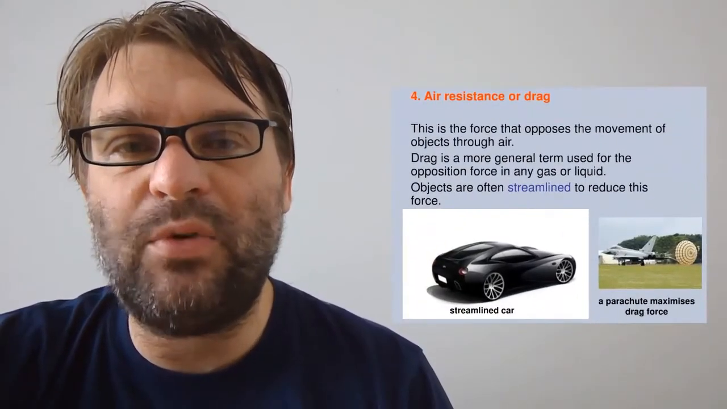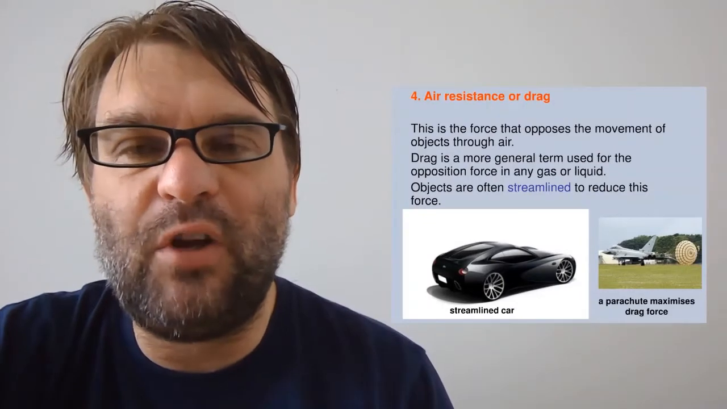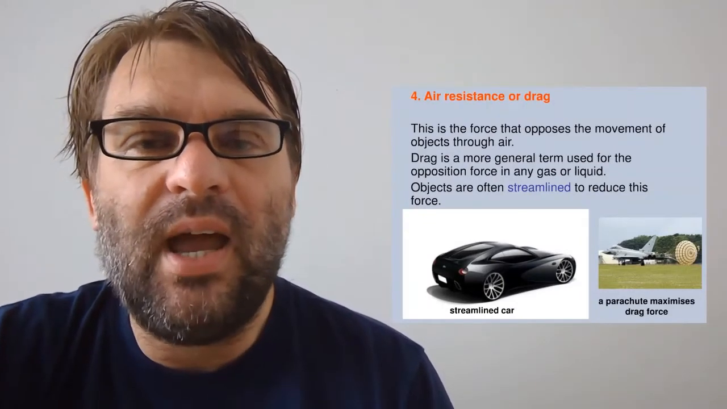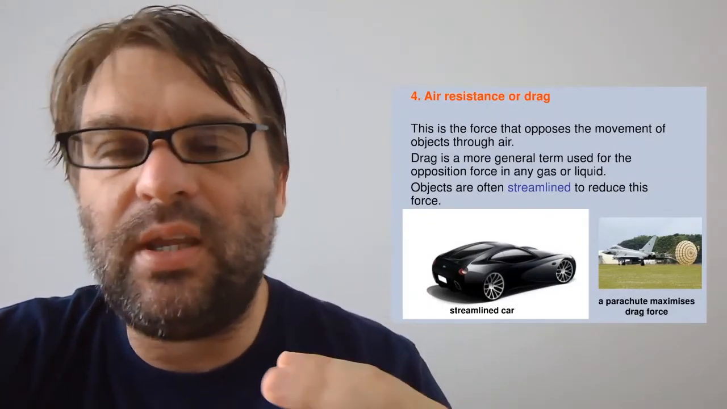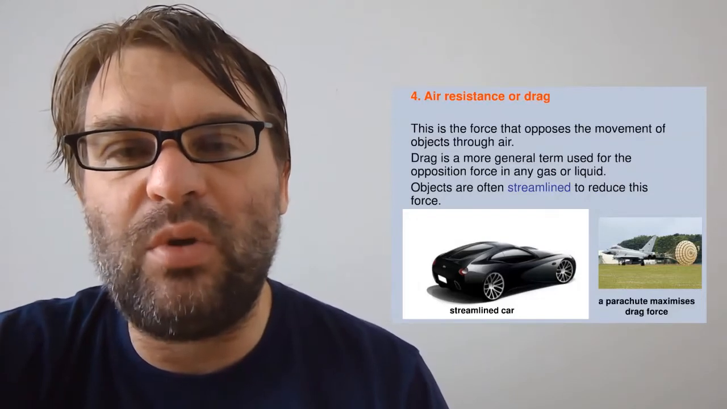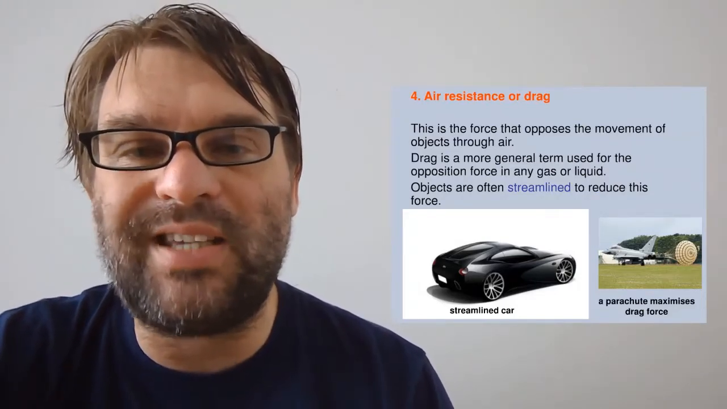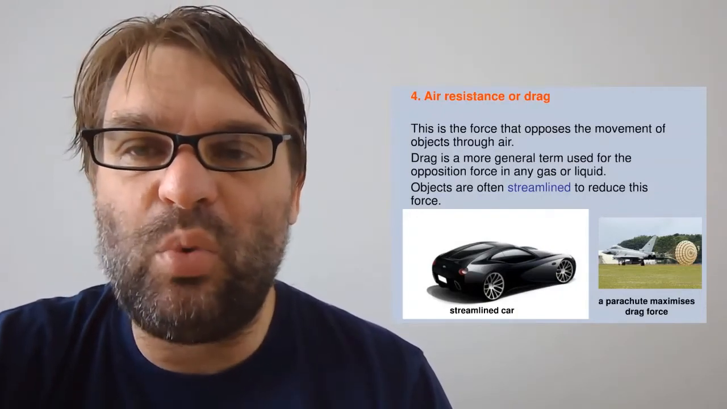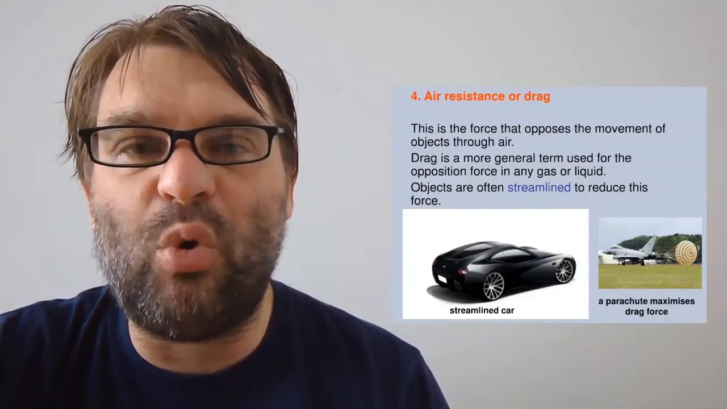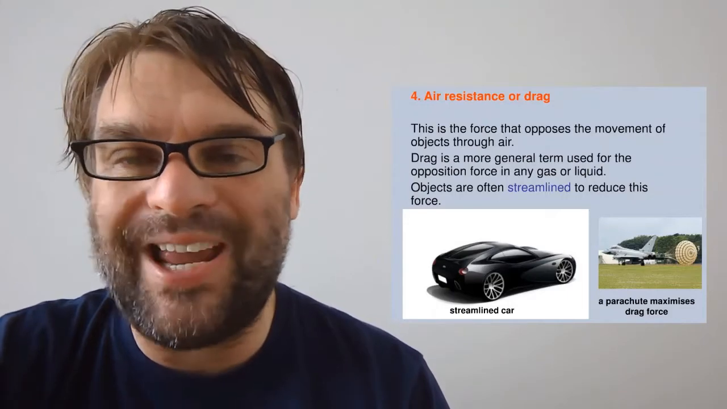Then we have air resistance, which is essentially just friction in fluids, which are liquids and gases. So it kind of impedes the motion of objects in fluids and gases. And in order to reduce this, some objects are streamlined, which is a shape which reduces the force of air resistance or drag.